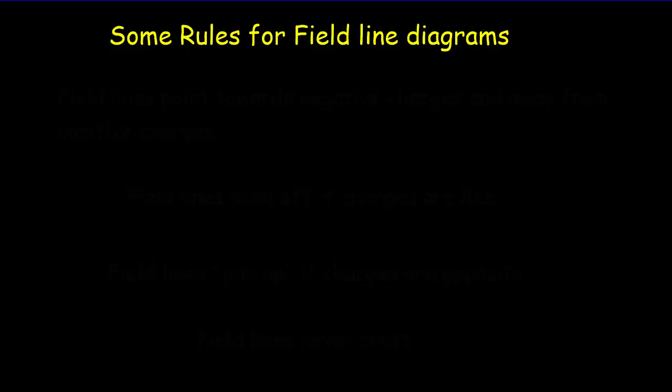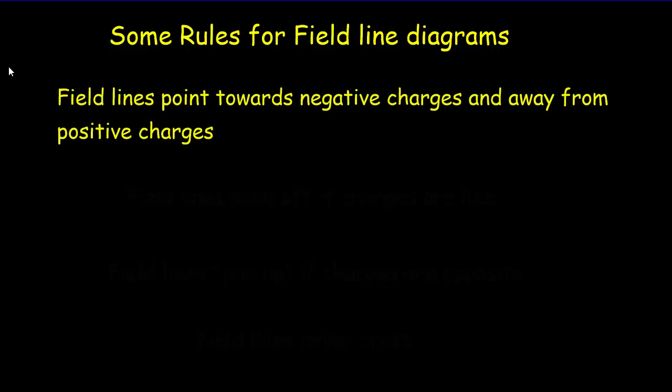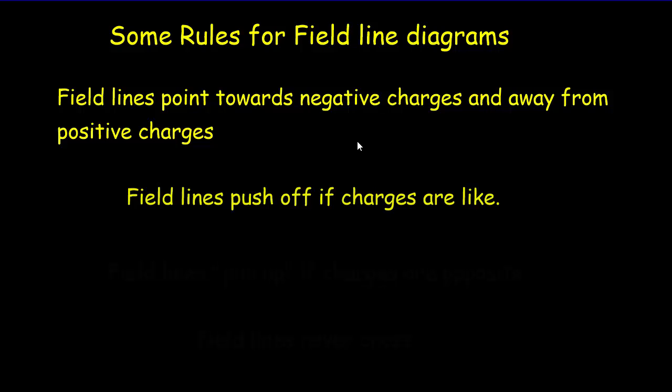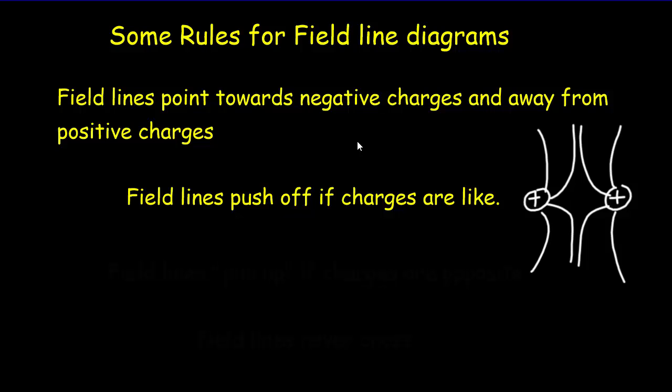And just to summarize, we've got a few rules that we can use if we want to draw field line diagrams. First one is that, of course, the field lines point towards negative charges and away from positive charges because they're always in the same direction as the force on a positive charge. Secondly, field lines push off if the charges are like. If, for instance, we've got 2 positive charges, then the field lines will not touch, but they'll push off each other, something like that, etc.